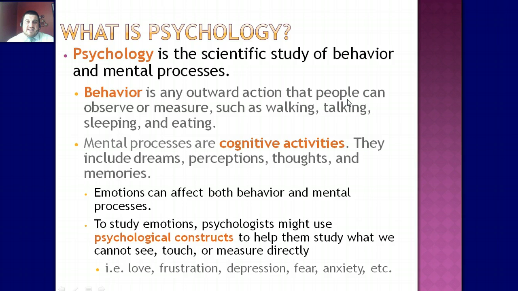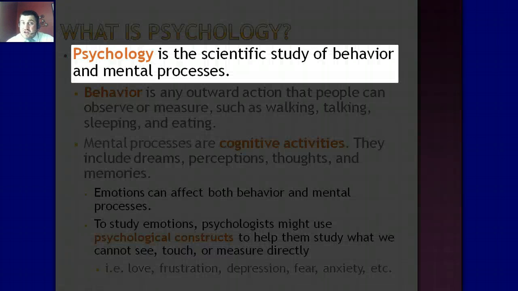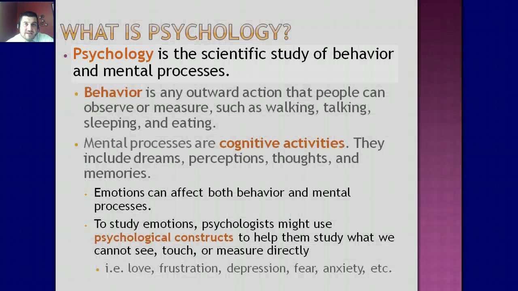Psychology. Let's start with the definition of why we're here. The study of behavior and mental processes. And that study is scientific. So if you hear people out there saying that psychology is not a science, that is incorrect. We use the scientific method just like any other science out there. Now, we have to define and get an operational definition of behavior and mental processes.